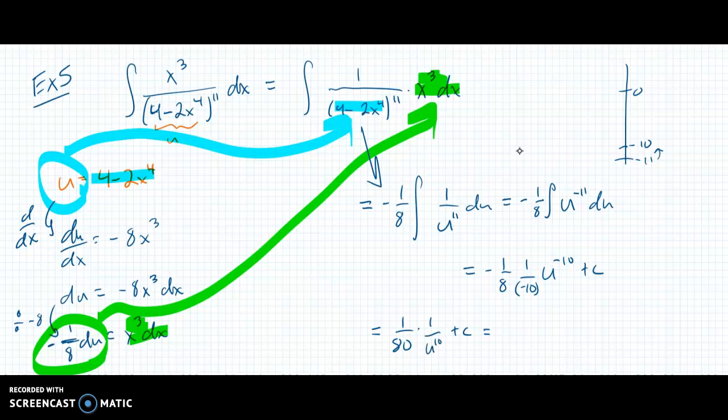Because we always want to give our answers with positive exponents. So what's that? Leaving me with 1 over 80, open parentheses, close parentheses, to the 10th, plus c. Now I just got to find what u is. Oh, there it is right there. 4 minus 2x to the 4th. Bam. So that's our answer.